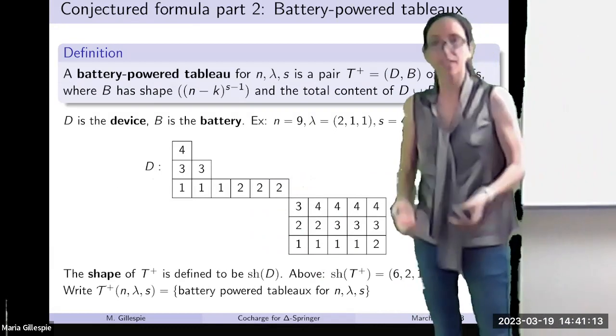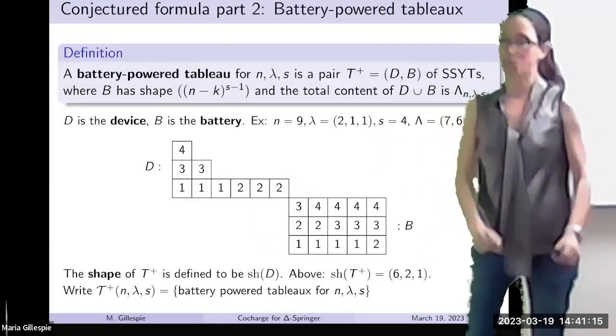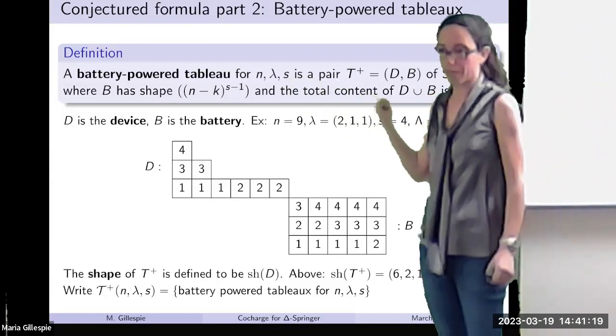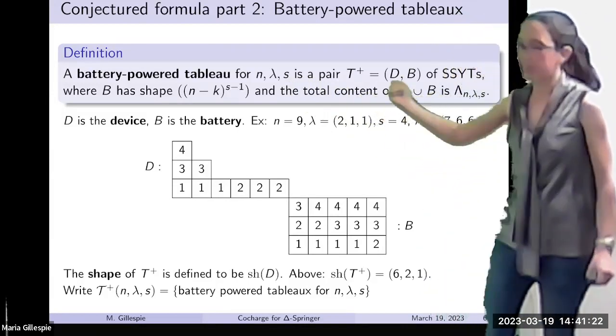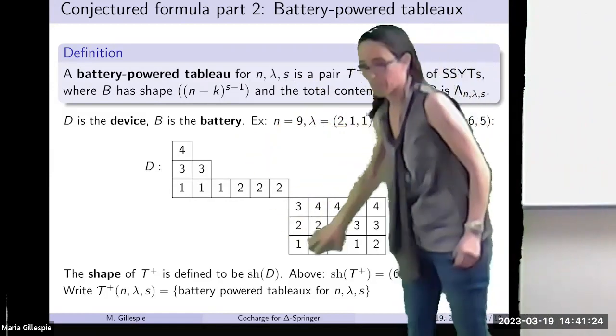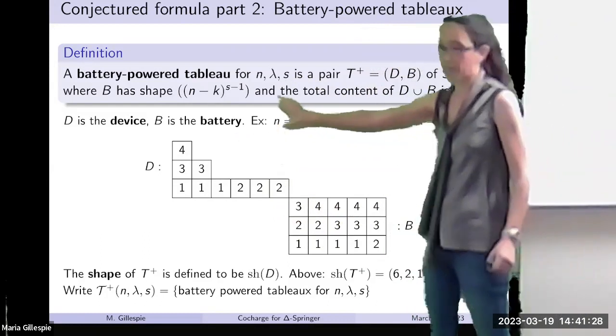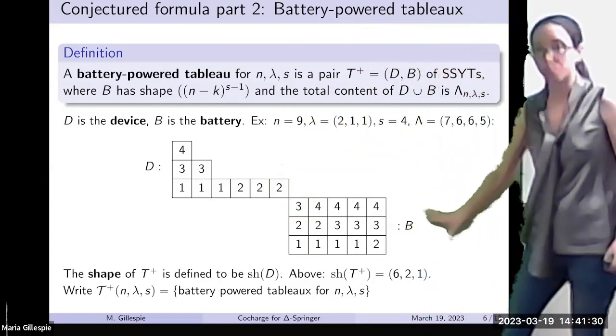Then once we have this content, we define a battery-powered tableau. So here's the new object. A battery-powered tableau is a pair, D comma B, where both D and B are semi-standard Young tableaus. So you see I have a D up here and a B down here. D we call the device, and B we call the battery. Notice the battery is rectangular.